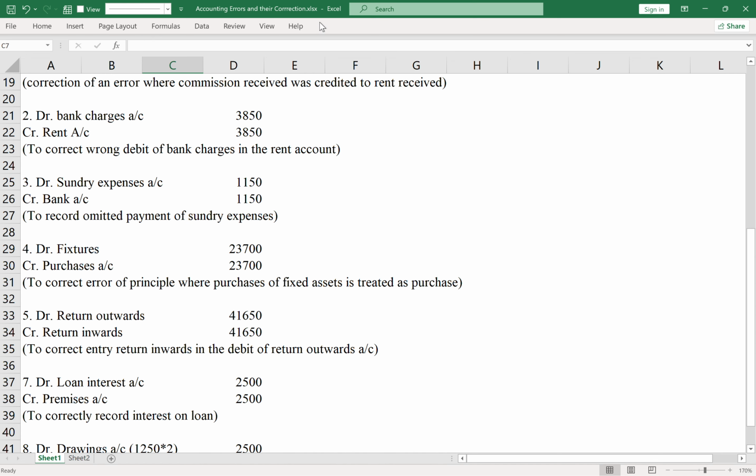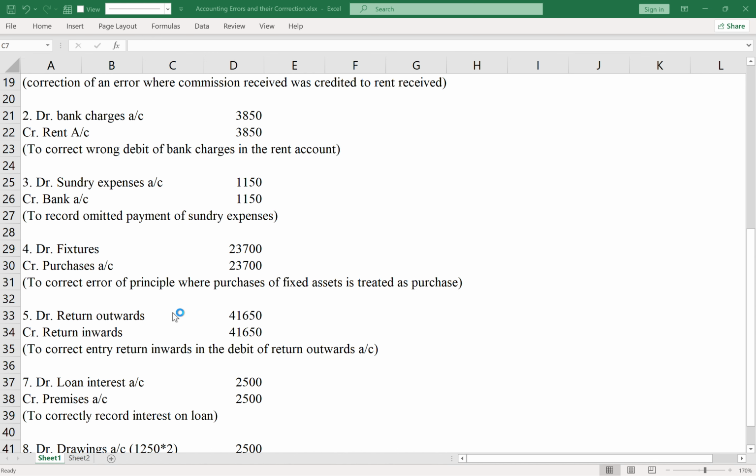We go to number 5. And remember we said that the error of principle is when we enter a transaction in the wrong class of account but still observe the double entry. So we are putting the fixtures in the wrong class of account, the purchase account. That's why we are debiting and crediting the wrong account.